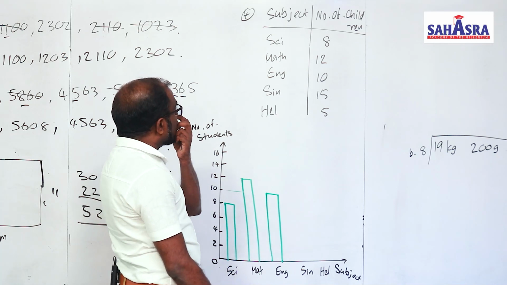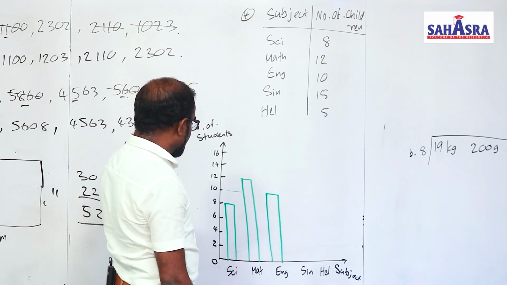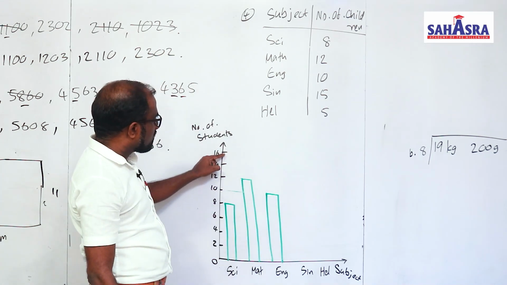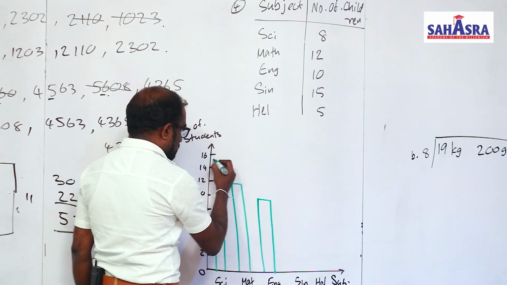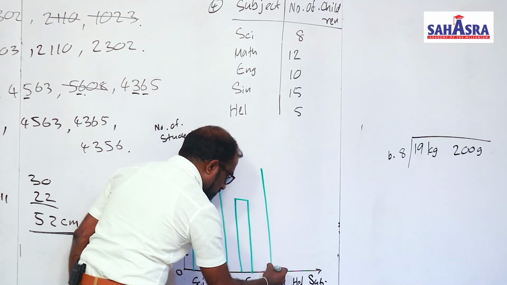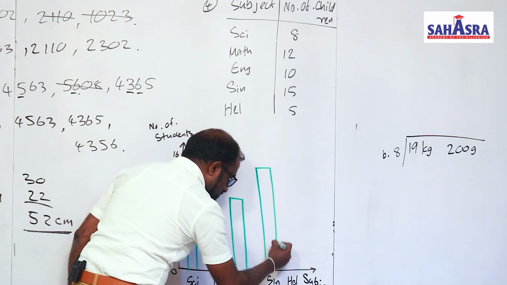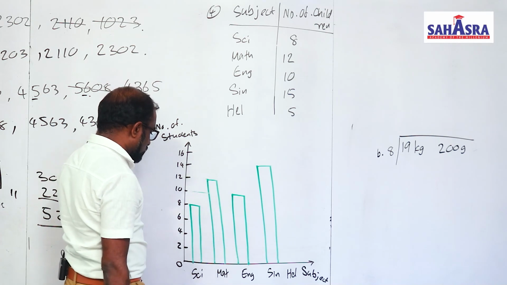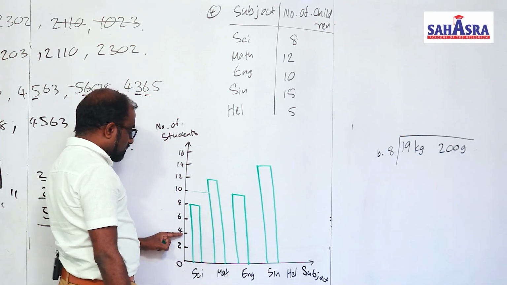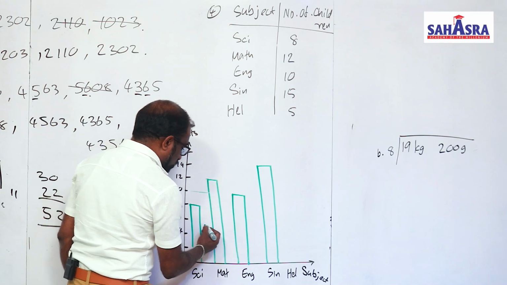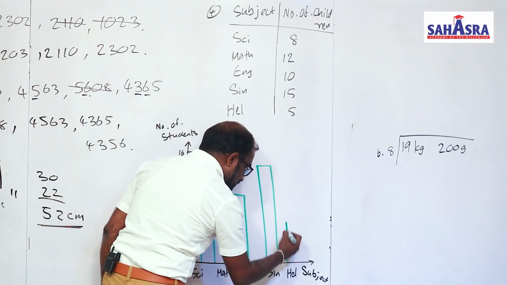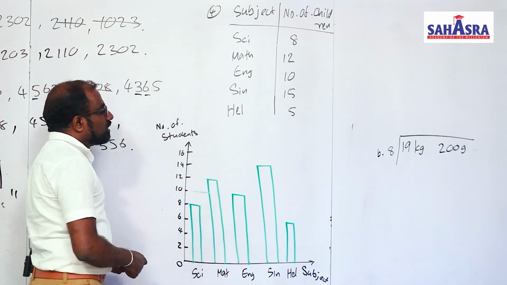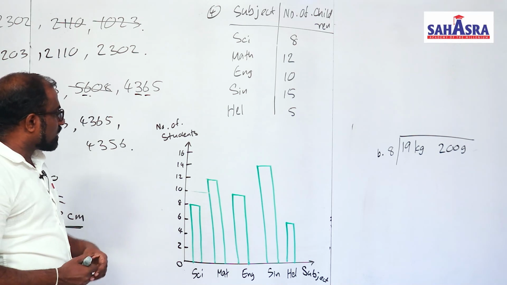Right. Next one, Sinhala. 15 students like Sinhala. So 15 is between 14 and 16. And the last column, health, just 5 students like health. So 5 is located between 4 and 6. So use the ruler. Like this, you can complete the bar graph, the column graph, in this way.